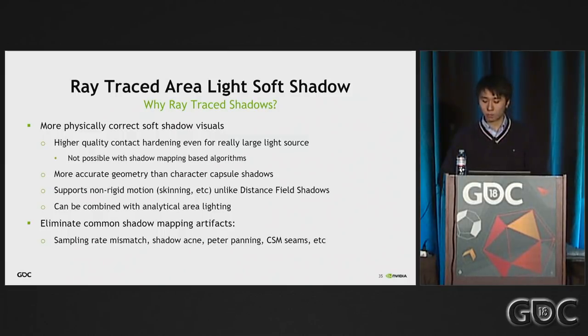And on the content creation productivity side, I think nobody likes shadow maps. Tuning them to work robustly is always a time-consuming task. And you have to constantly fight the fact that the shadow map sampling rate is mismatching from the raster sampling rate. So maybe soon we can get rid of it.